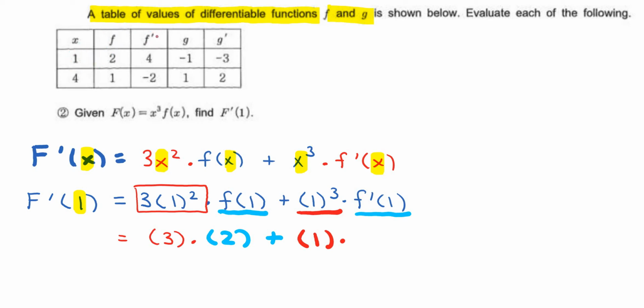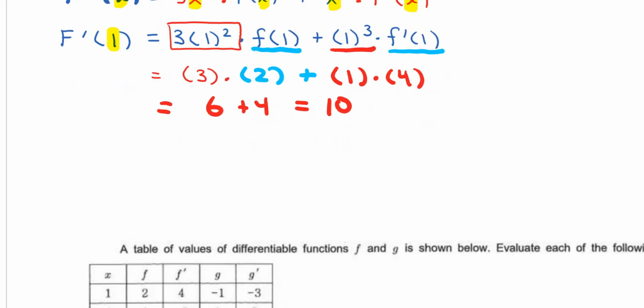So here's f prime, and here's 1, so f prime of 1 is going to be 4. So it'll be 1 times 4. If I evaluate this, this will be 6 plus 4, and 6 plus 4 is going to be 10 as a final answer there. Okay, so let's move on to question number 3.